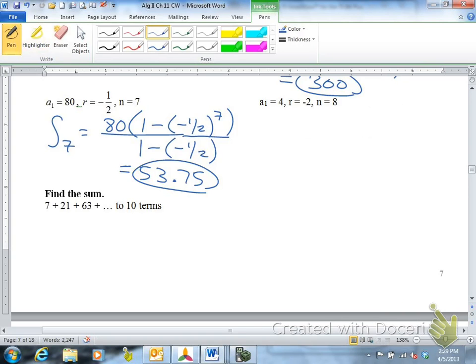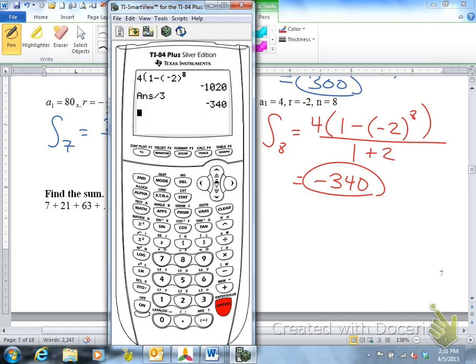And see if you can do the next one. You use the same formula. Be careful about negatives. So the answer is negative 340. Be careful about the negatives.